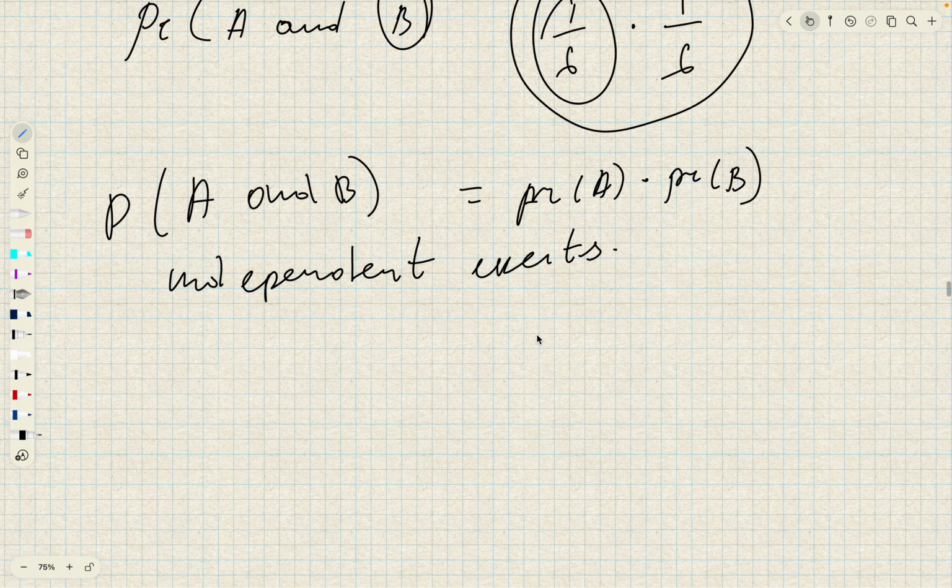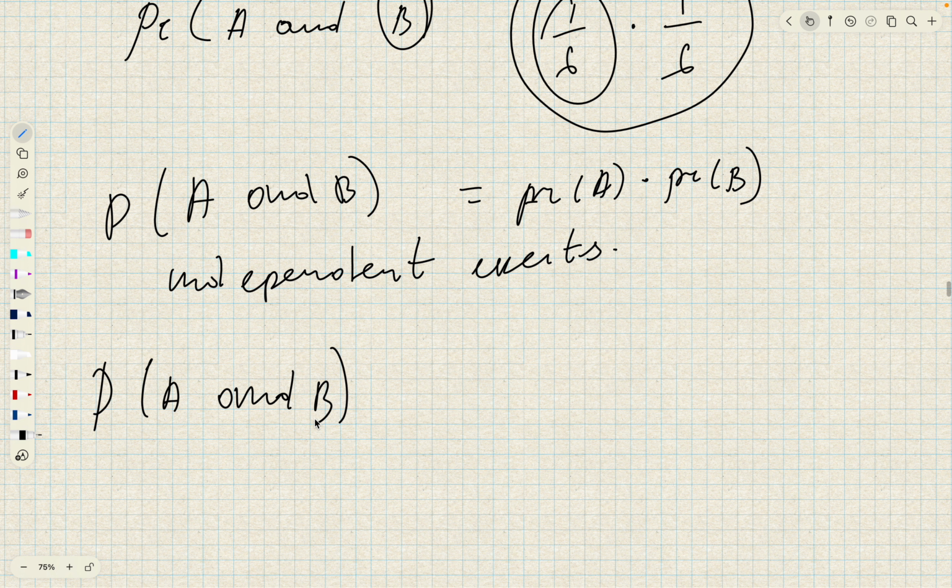And let's look at the dependent events. Let's say this example will be a bit more complicated. Let's say we are looking for a joint probability, P of A and B again. And we are saying the dice has 6 faces, and we're asking what is the probability that when we throw this dice, the result is odd and a prime number at the same time.